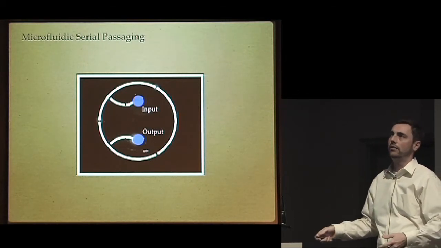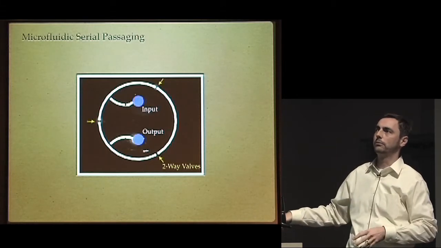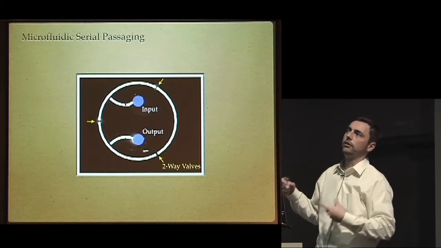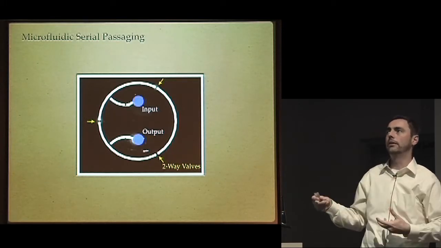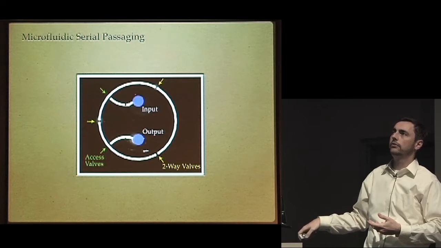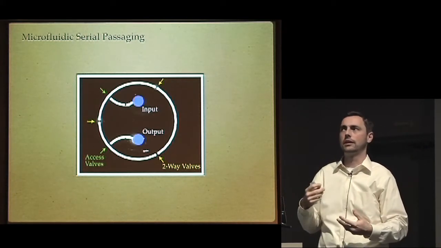There are also valves inside this network of channels. So the channels are actually shown here in bright field, and they're filled with a fluorescent dye. There are 3 two-way valves which propagate fluid flow around the loop on the outside. And there are also 2 access valves which control access to and from the circuit up here.